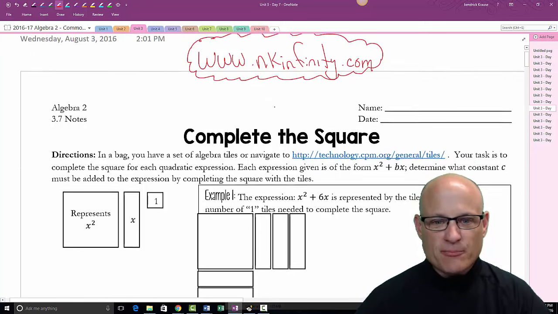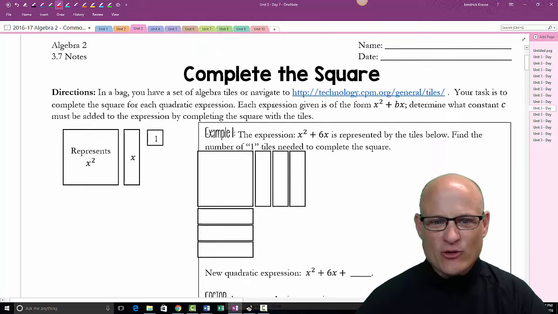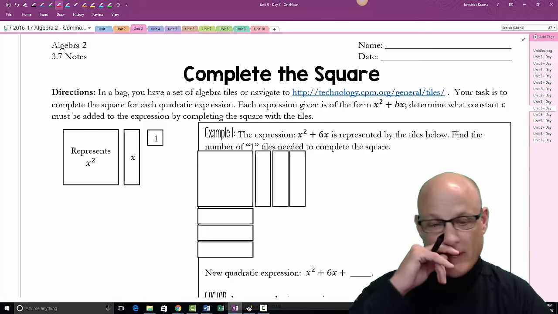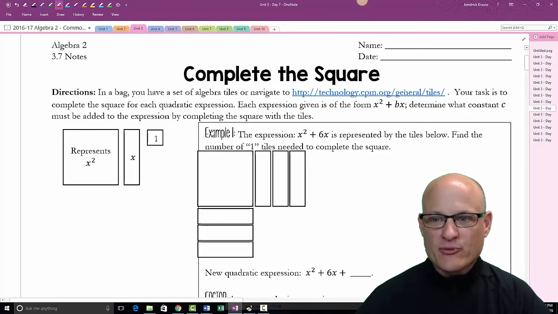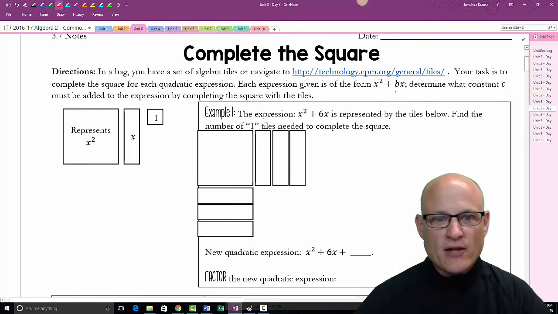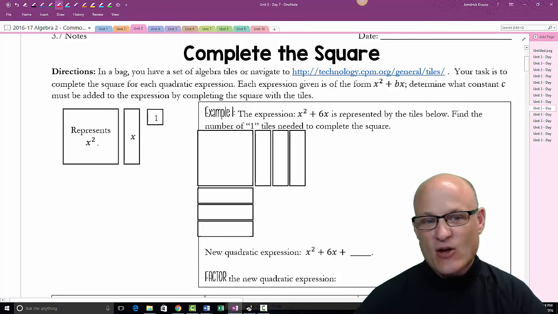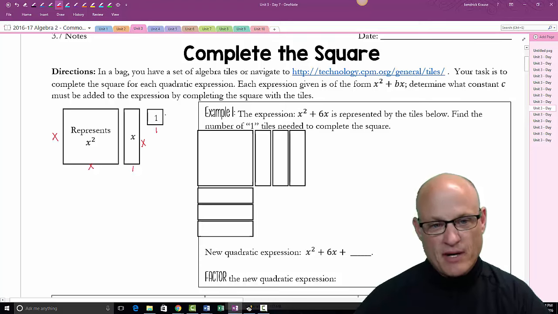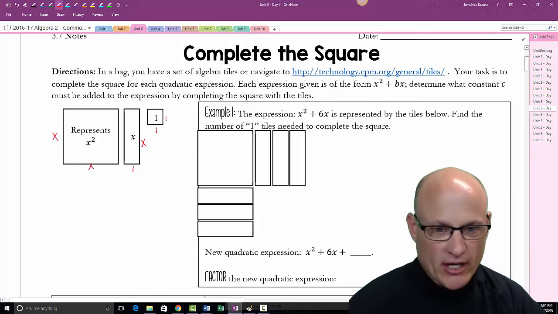So today we're going to be doing complete the square. If you've got algebra tiles, you can use them for this, or you can navigate to this website. We're going to complete the quadratic expression given the form of x squared. We're going to fill in and make a square using algebra tiles. Every x squared tile has an area of x by x, every tile like this is 1 by x, or area equals x, and this is just 1 by 1, and we're going to make squares.